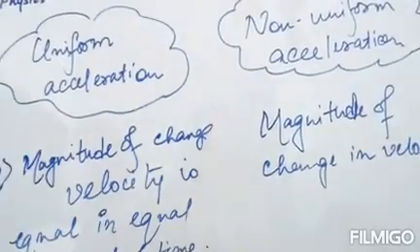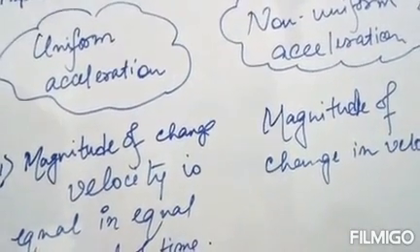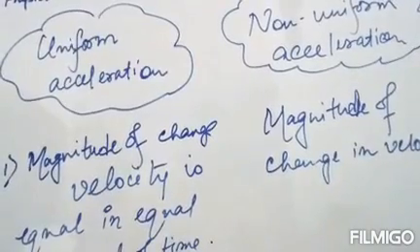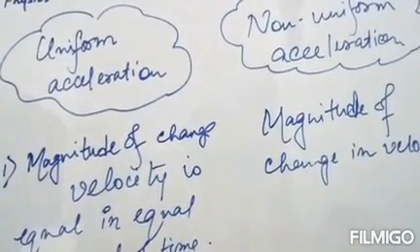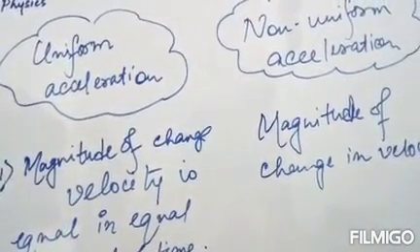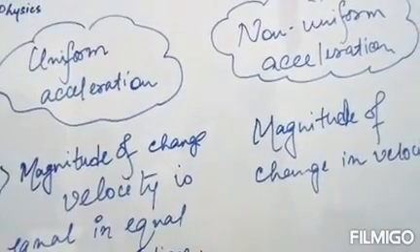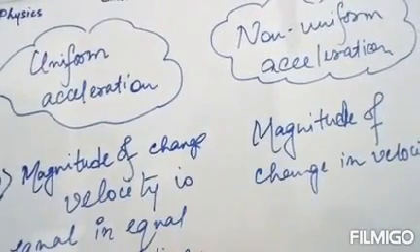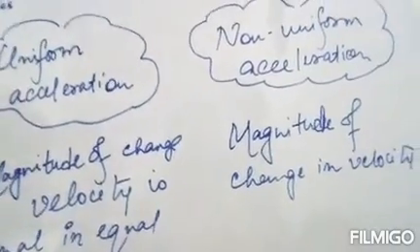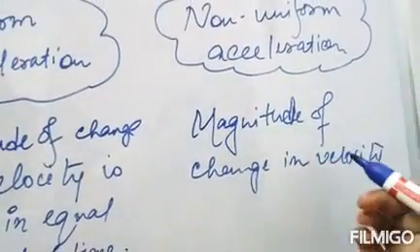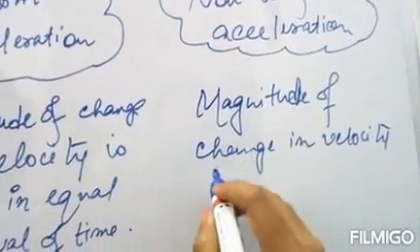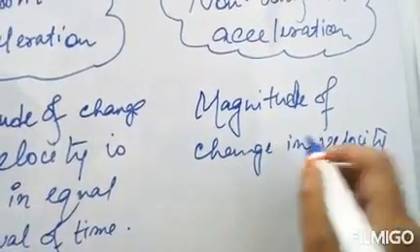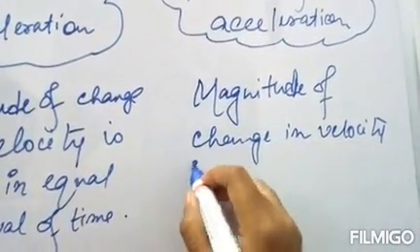And when is the case of non-uniform acceleration? When a car is moving on a crowded road. Suppose it is moving for 5 minutes with one speed, and again for the next 5 minutes it changes its speed. So on a crowded road, once it is increasing the speed, once it is decreasing the speed. So in that case the change of velocity is unequal.